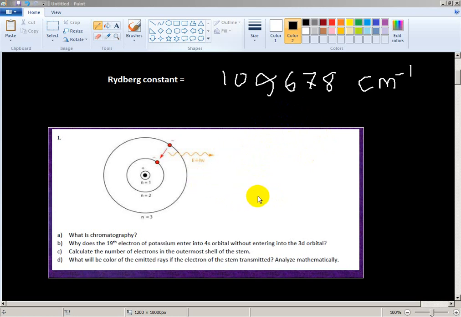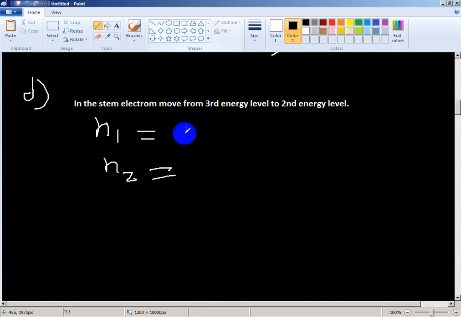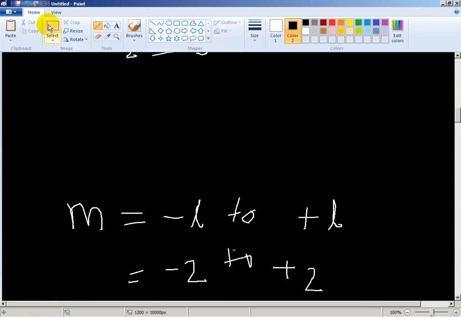Okay, Arpita, tell me, which one is N1 and which one is N2? N1 is 2, and N2 is 3. Good. Then Sabrina, tell me, which one is N1? Okay, N1 is 2 and N2 is 3. Okay, so we will do this problem.